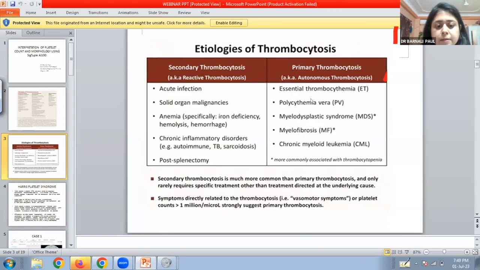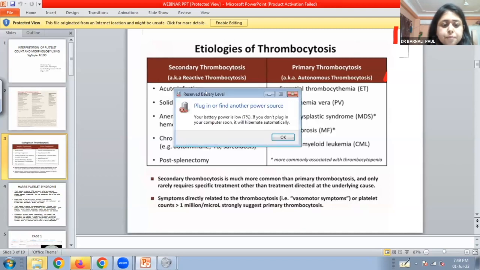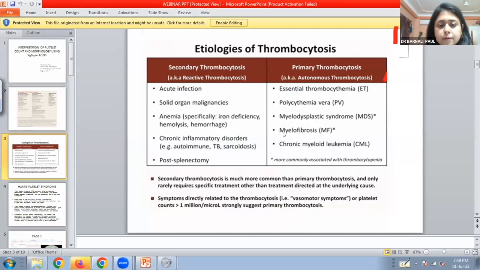In chronic inflammatory conditions like autoimmune conditions, tuberculosis, sarcoidosis, and post-splenectomy cases. Primary thrombocytosis we see in cases of essential thrombocythemia, polycythemia vera, MDS, myelofibrosis, and CML. In conditions like MDS and myelofibrosis, commonly we see thrombocytopenia, but still in some cases we do get thrombocytosis.